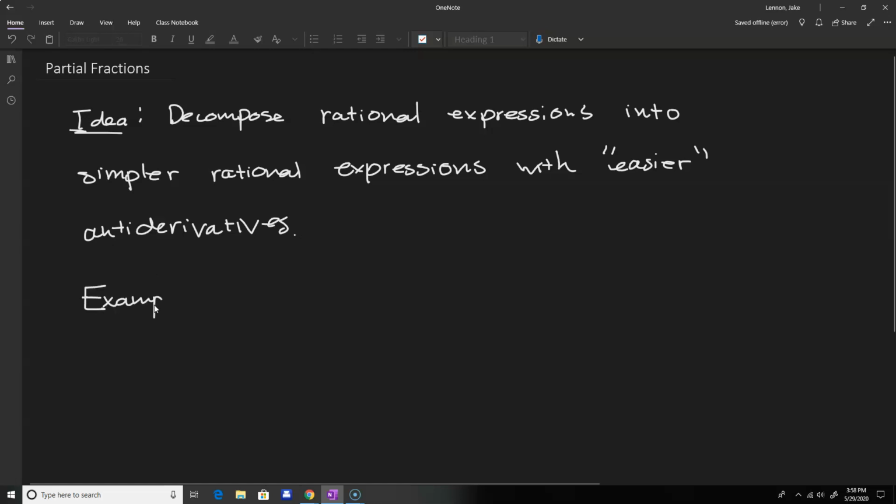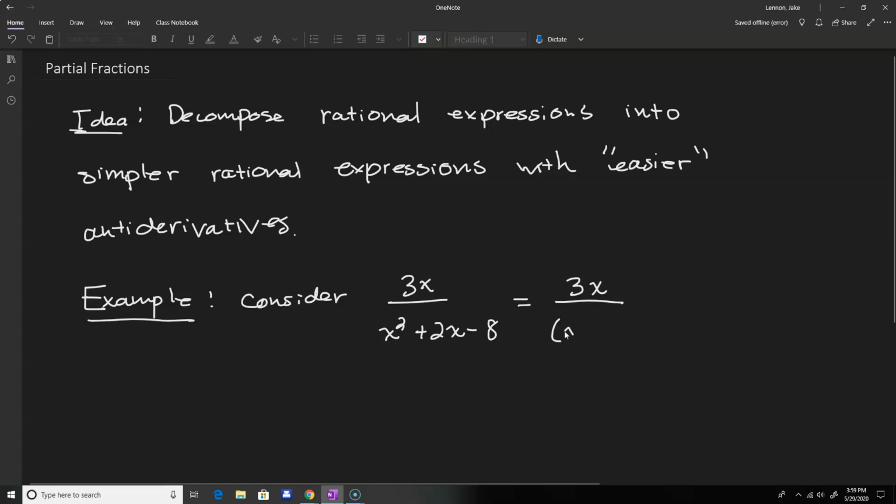Example. So let's consider the rational function 3x over x squared plus 2x minus 8. Now, whenever you have rational expressions, oftentimes it's a good idea to just factor whatever you can, because that might allow you to rewrite things. So the bottom can be factored here. We can factor that as x plus 4 times x minus 2.